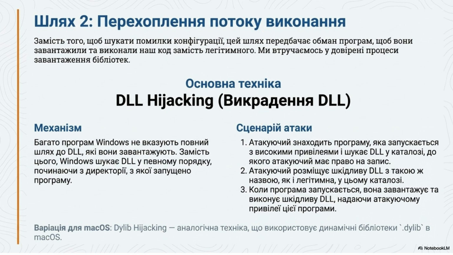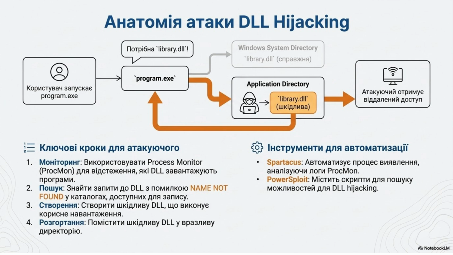Many Windows programs don't specify the full path for DLLs, causing Windows to search in a specific order. The attacker places a malicious DLL in a searchable directory. The DLL hijacking attack starts when a user runs a program. The program looks for a DLL. The attacker places a malicious DLL in the application directory, which the program loads, giving the attacker remote access.